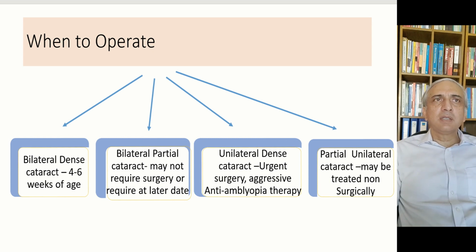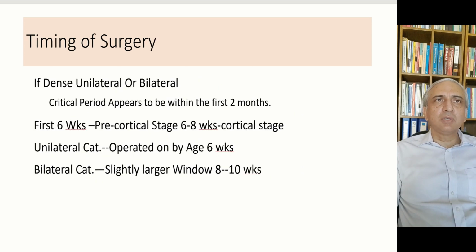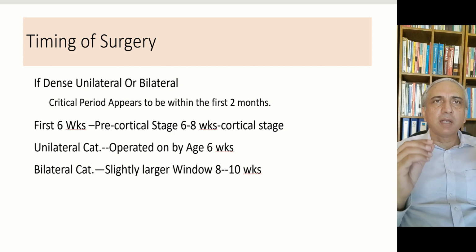Then comes the timing of surgery. If there is dense unilateral or bilateral cataract, as we discussed before, there is a time which is called the critical period for visual development. That is within the first 2 months of life of the child. So you need to operate within that stage.